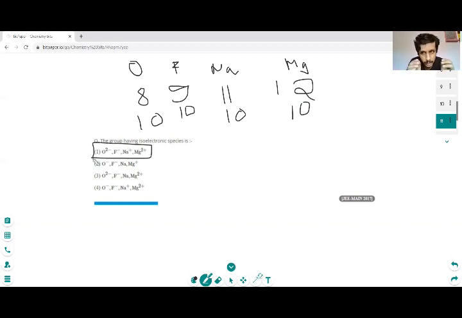To calculate isoelectronic species, first you write the parent atom. What is its atomic number? That gives you how many electrons the parent atom has. Then you change it to an ion. Minus means addition, plus means deletion of electrons. So O2 minus means you have added 2 electrons. Fluorine 1 minus means you have added 1 electron, 9 plus 1, 10. Na plus means you have removed 1 electron, 11 to 10. Mg2 plus means you have removed 2 electrons, 12 to 10. So the order will be this one. The arrangement will be this one, that is isoelectronic species.